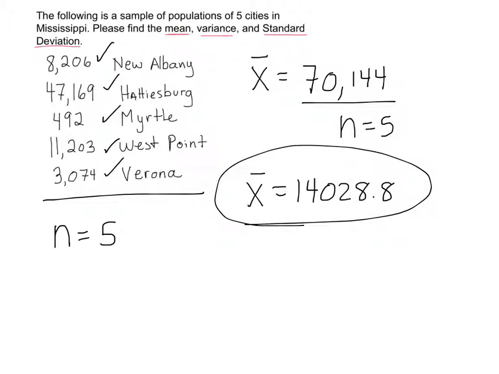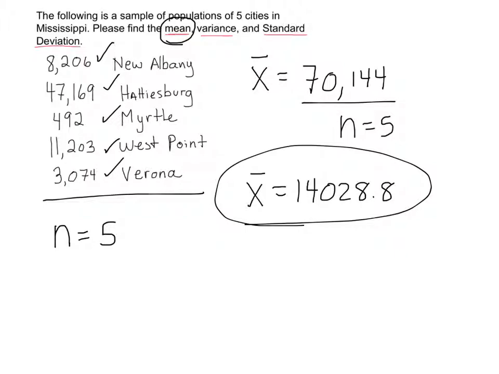Okay? And now we want the variance. So that was our mean. We're done with the mean. Now we want the variance. What variance means is take New Albany's population and subtract the mean from it and square it. And then take Hattiesburg's population and subtract the mean from it and square it. Then Myrtle's, then West Point's, and then Verona's, each time subtracting the mean and squaring it.